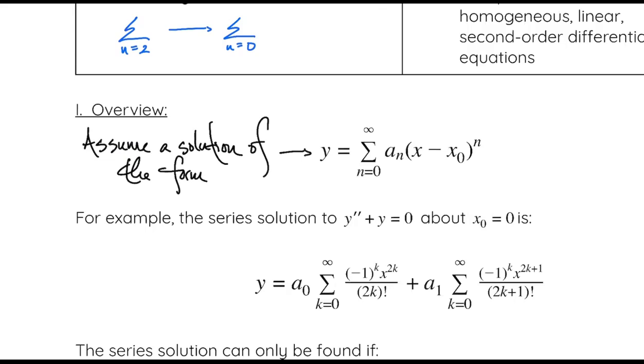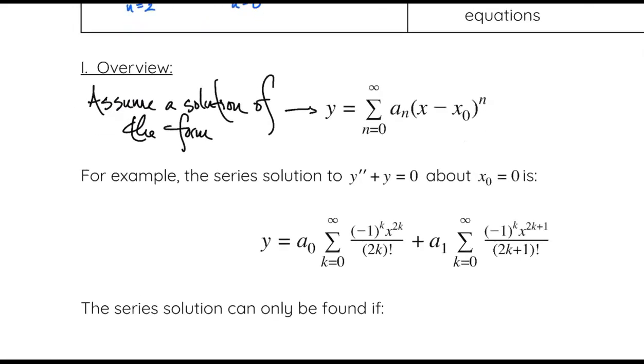So for example, all right, this is actually going to be our very first question that we look at today. Let's say we have this second order linear homogeneous differential equation, y double prime plus y equals 0. And we want a solution about x sub 0 equals 0. Okay, so that in fact would be our ordinary point that we're looking at.